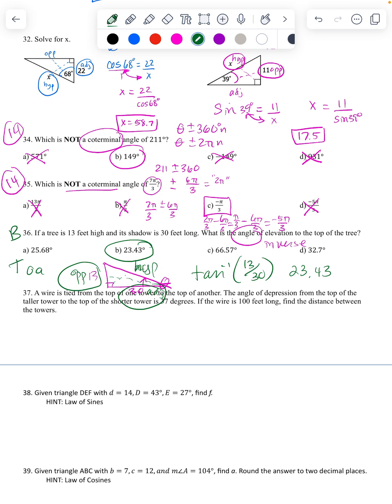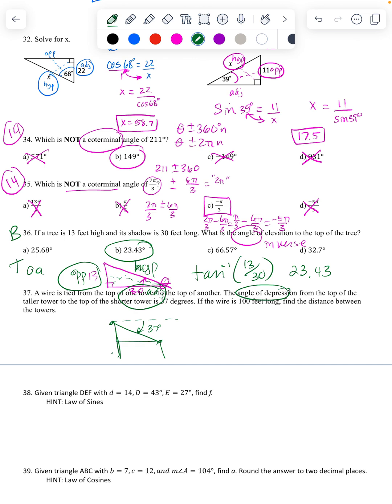A wire is tied from the top of a tower to the top of another, taller tower. So from this to this. The angle of depression from the top of the taller tower to the top of the shorter tower. Okay. Angle of depression means down. So that makes this 37 degrees.